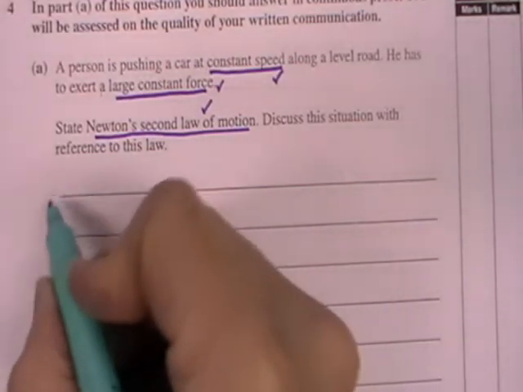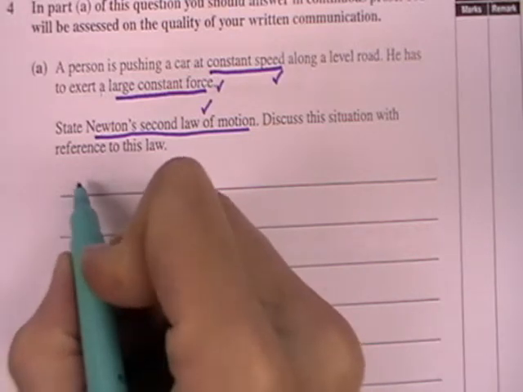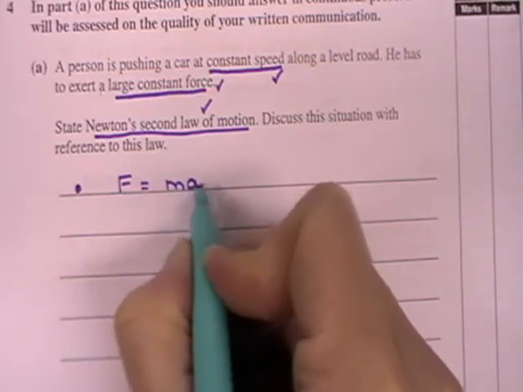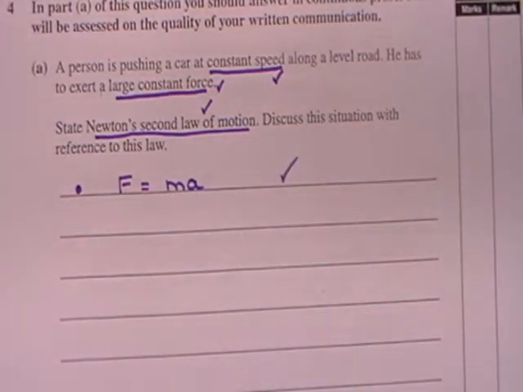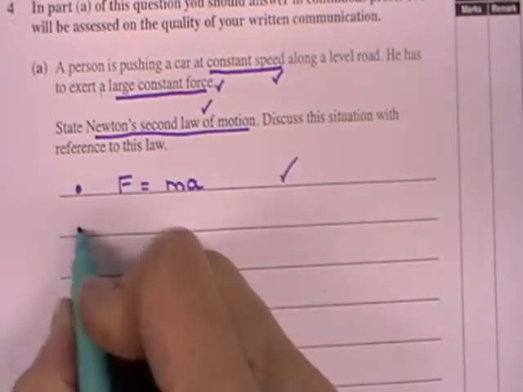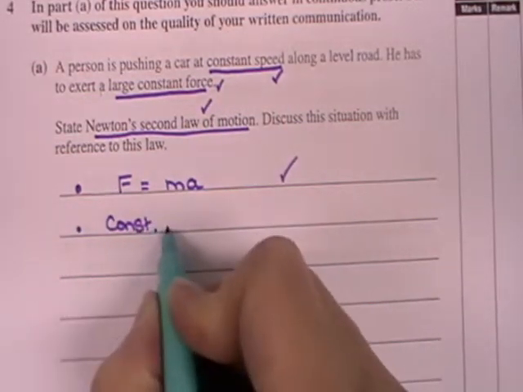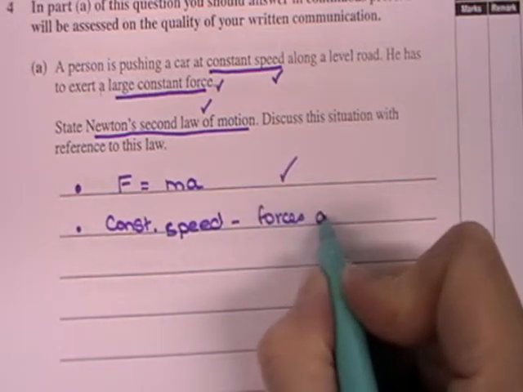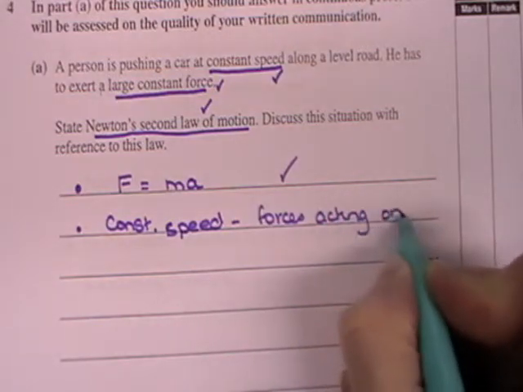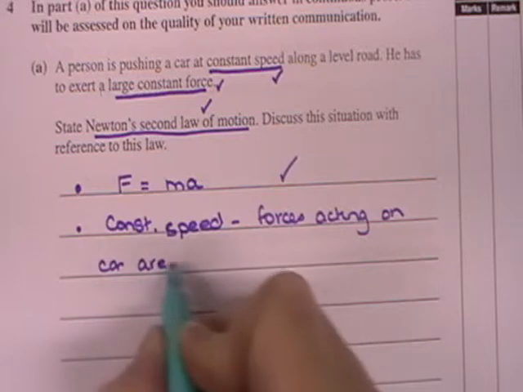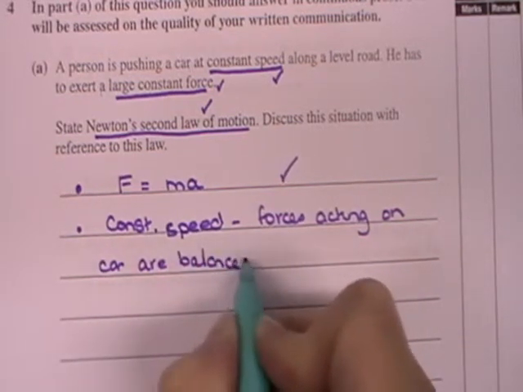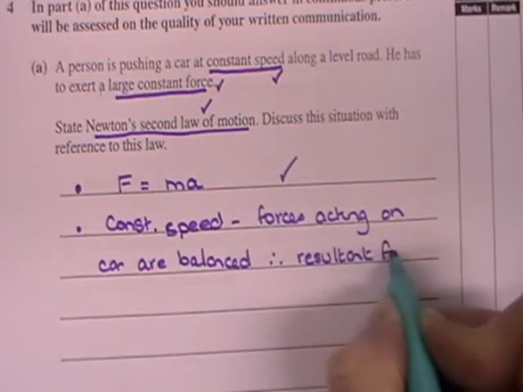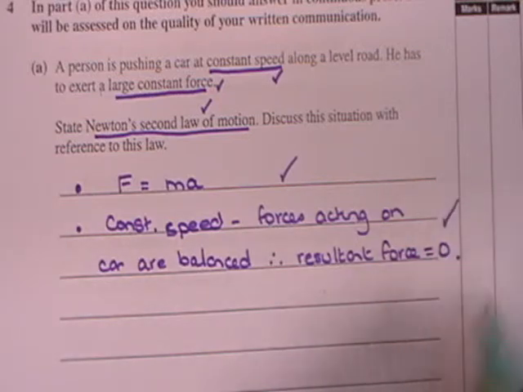So the first thing we're going to do, not going to do this in continuous prose, but you will. So Newton's second law, so you're going to state F equals ma, resultant force equals mass times acceleration, and that will get you a mark. Second thing we're going to discuss is the constant speed. So when the car is moving at a constant speed, that means forces acting on it are balanced. And therefore, any resultant force is equal to 0. So that will get you a mark.